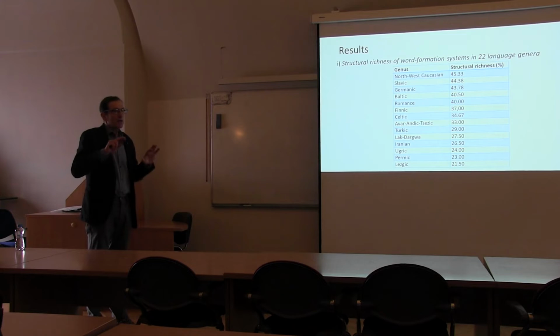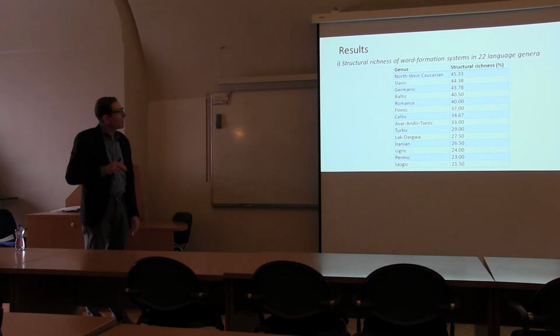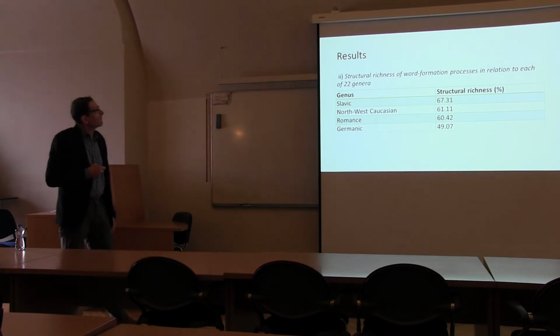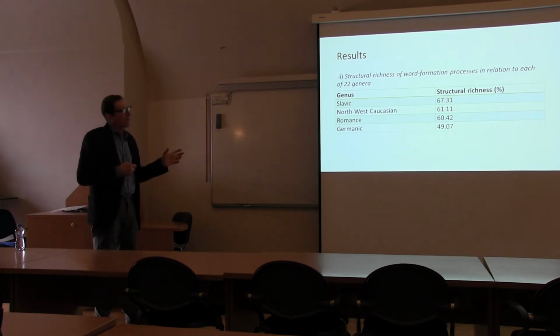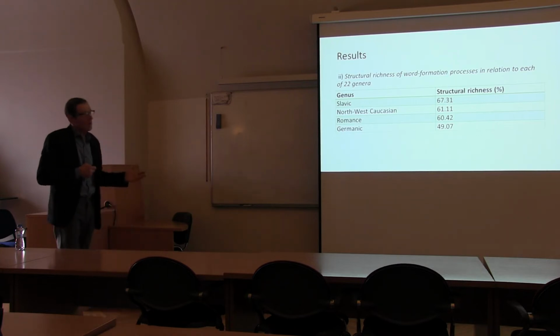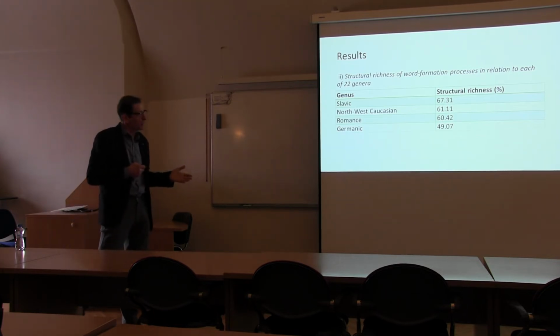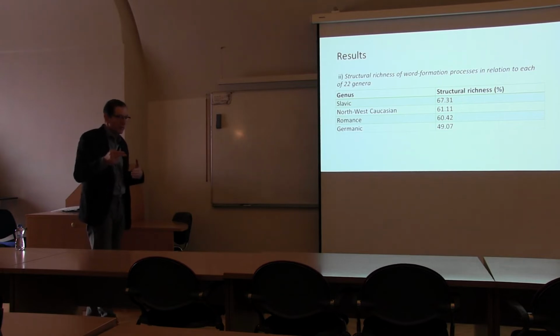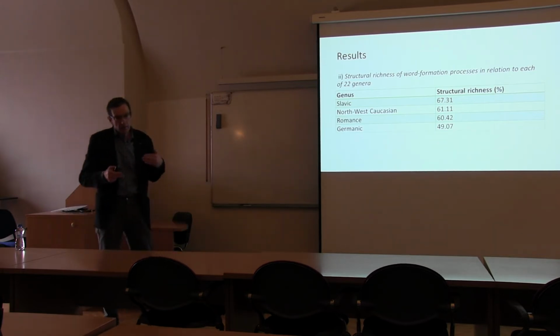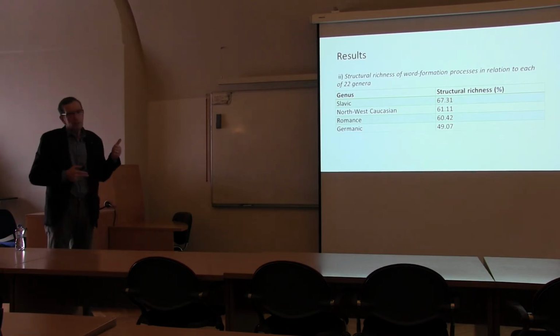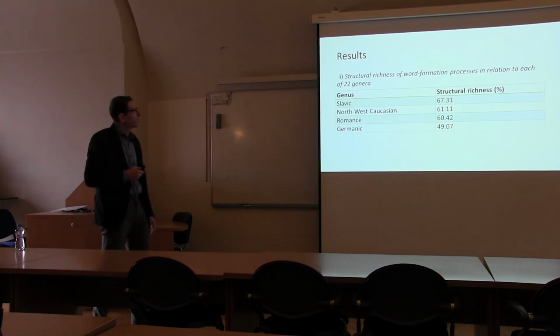The diversity of word formation rules in Slavic or Germanic is much higher than that in Lesgic. Then, structural richness of word formation processes in relation to each. So we counted every single process, for example, compounding, as productive if at least one of the comparables included in our research was used to form new complex words. So if you have, for example, 17 suffixation comparables, and a particular language makes use of one of them for the formation of new complex words, suffixation is treated as the productive way of word formation.